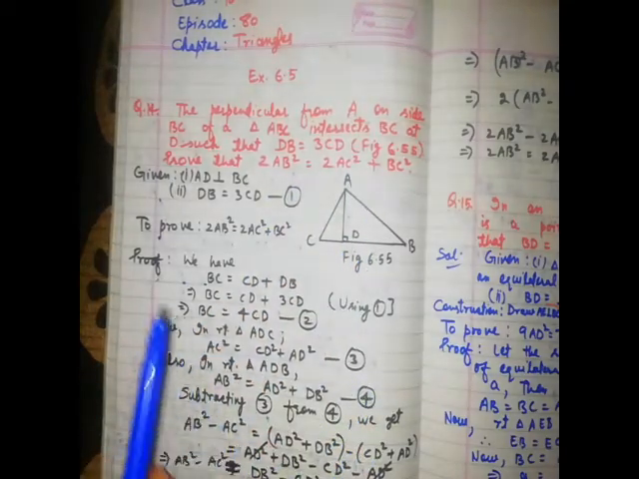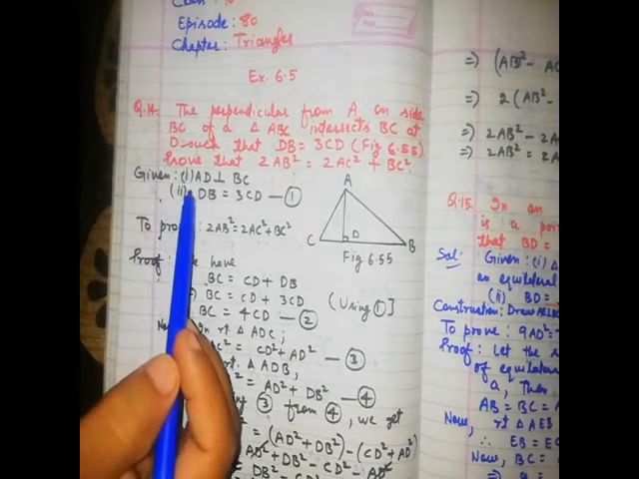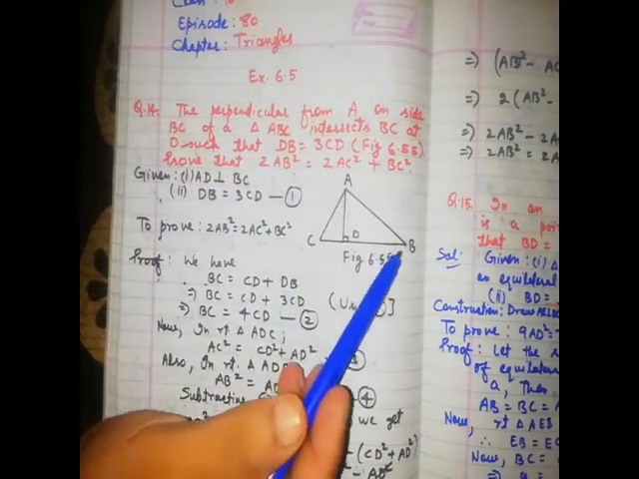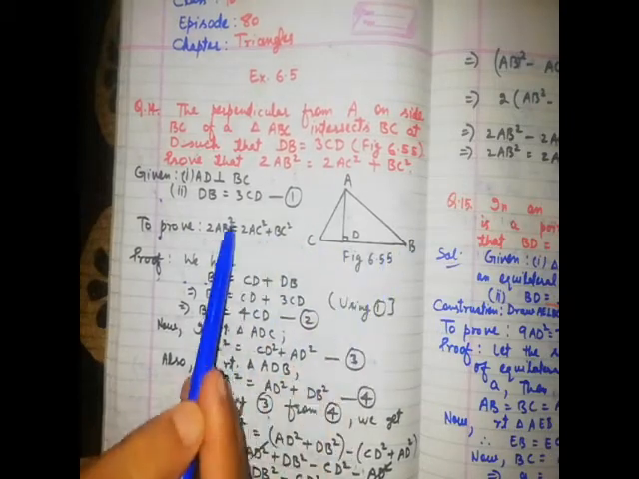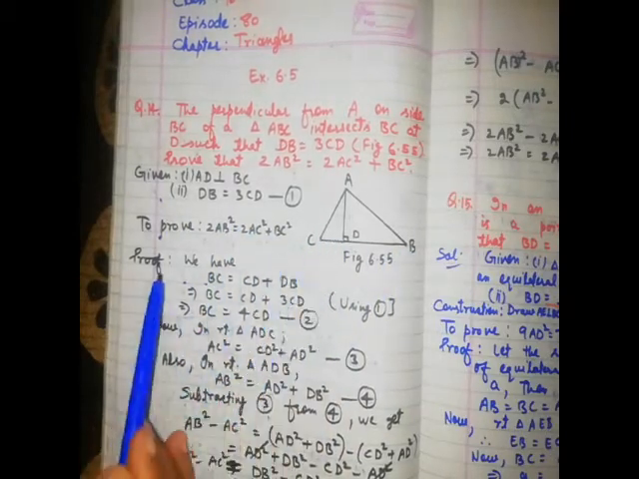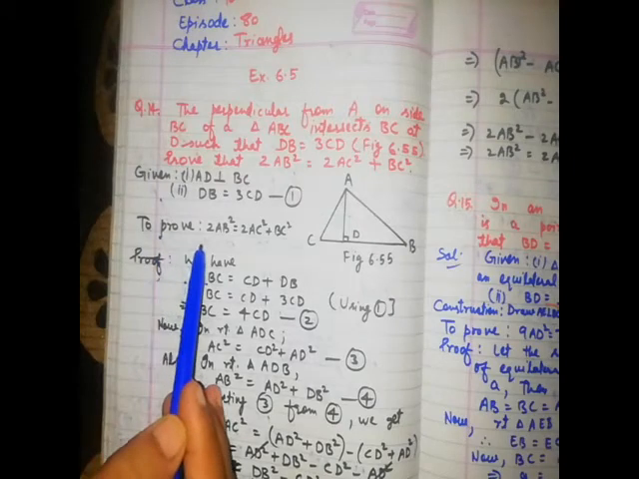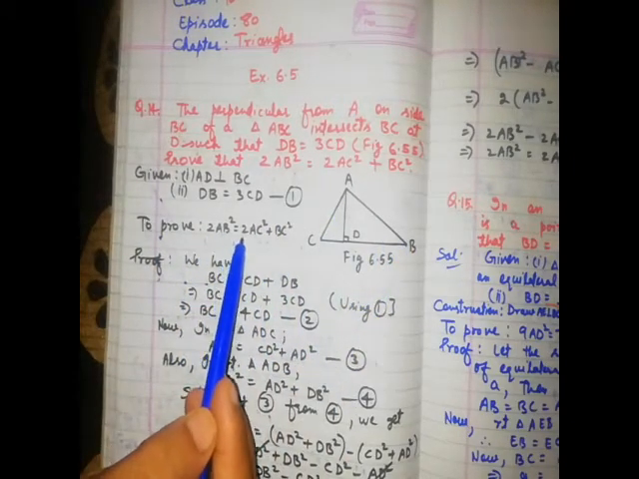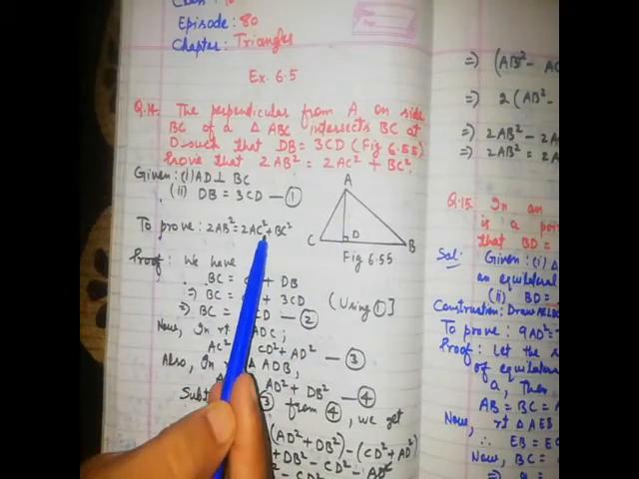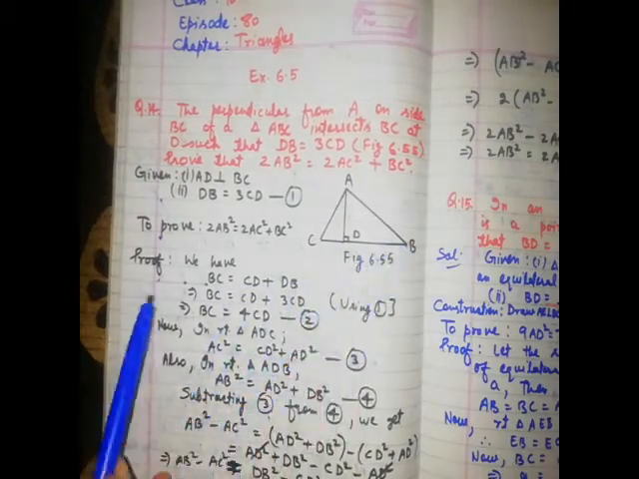So first of all, we write given. We have been given that AD is perpendicular on BC and DB is 3 times CD. And we have to prove that 2 times AB square is equal to 2 times AC square plus BC square.